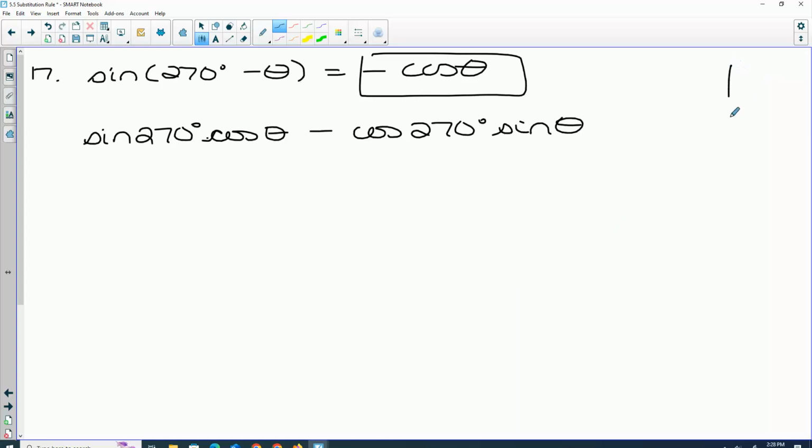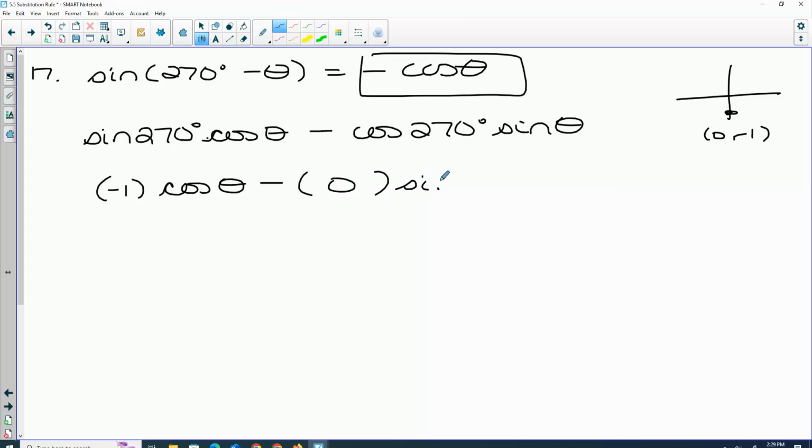If you need to, you could think about a unit circle. If you really need one, I can give you a unit circle on the test. You're at 270. That's the point 0, negative 1. What is the sine of 270? Sine is the y on the circle. Minus, what is cosine of 270? So negative 1 times cosine is negative cosine. 0 times sine is just 0. That's gone. We've got our negative cosine theta.